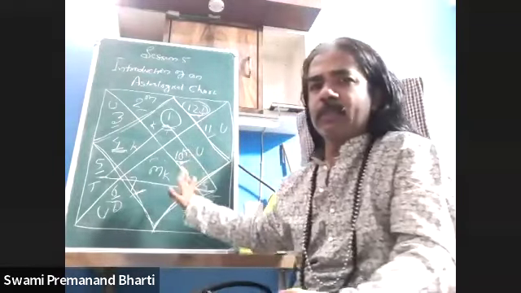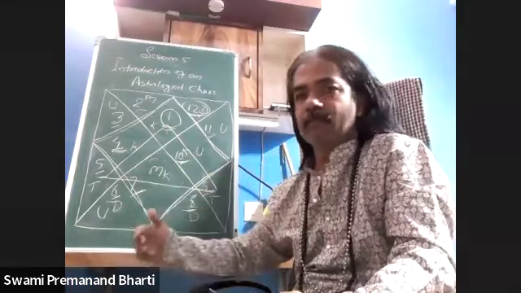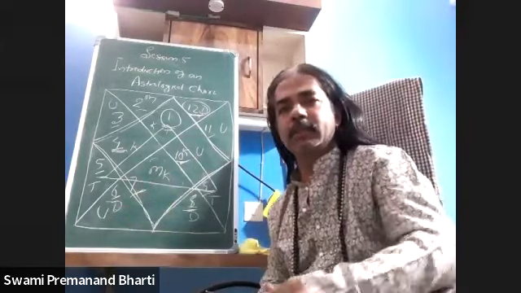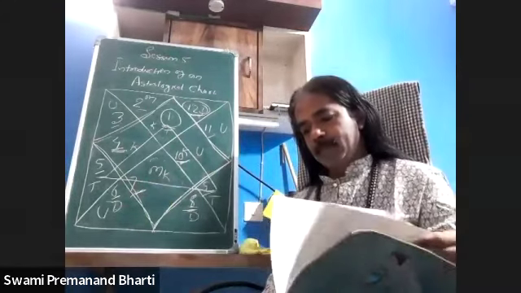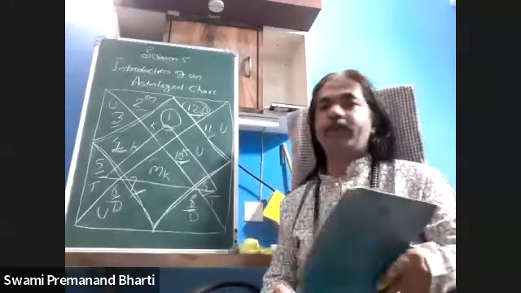What is the difference between the seventh and the eighth? Eighth is death and rebirth, and seventh is the death. When we understand the houses in detail, we will understand this. Let me wipe it out. And we will understand two more things.